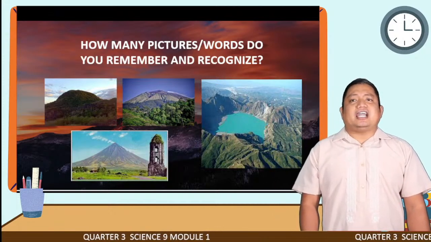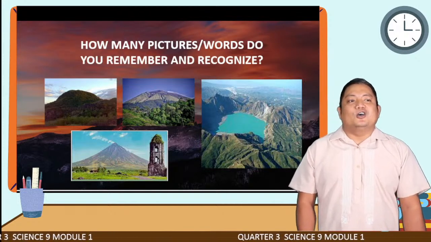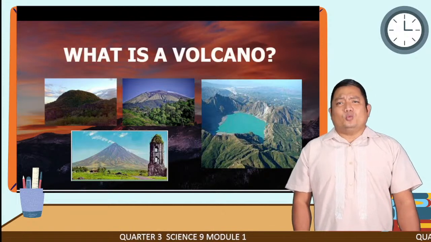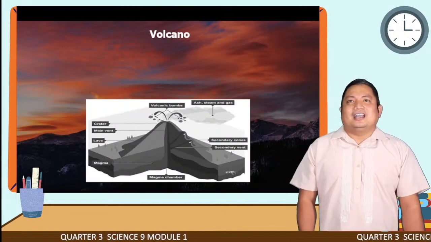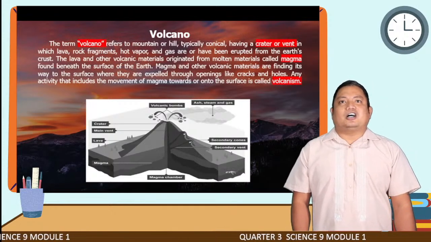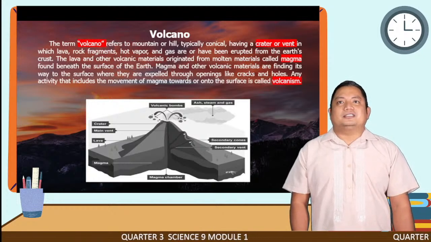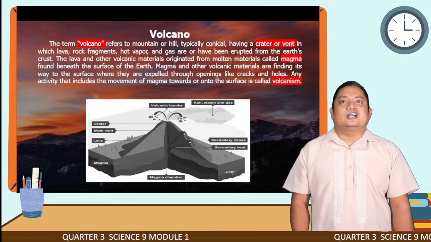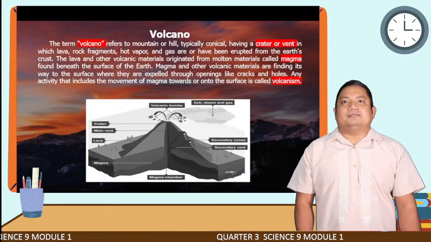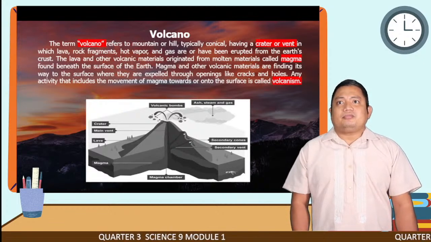These pictures and locations are very important because they will help us to better understand one of the wonders of the world, volcano. So, what is a volcano? A volcano refers to a mountain or hill, typically conical, having a crater or vent in which lava, rock fragments, hot vapor, and gas are or have been erupted from the Earth's crust. The lava and other volcanic material originated from molten materials called magma, found beneath the surface of the Earth.